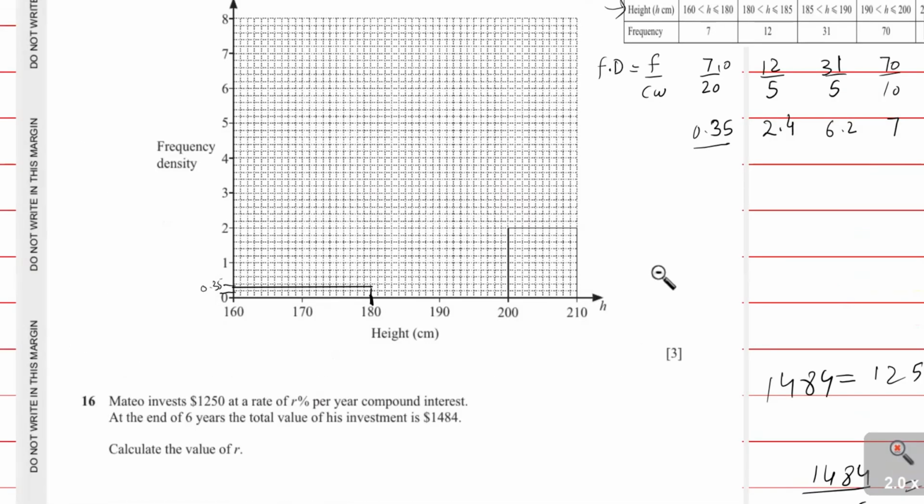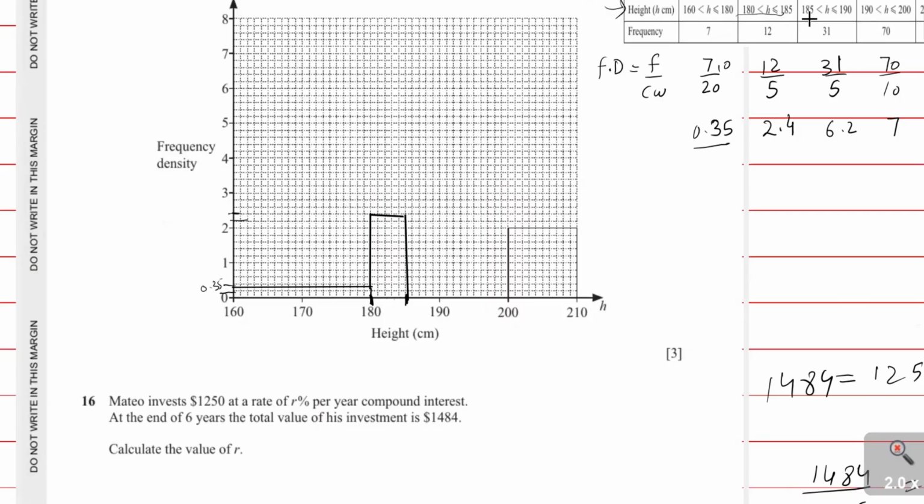And this height is 0.35. And next is 180 to 185. This position is 180, and this is 185. And the height of this interval is 2.4, and this is the position 2.2, this is 2.4. Therefore, we will draw the bar of height 2.4 and the width is 180 to 185. This is the second bar.